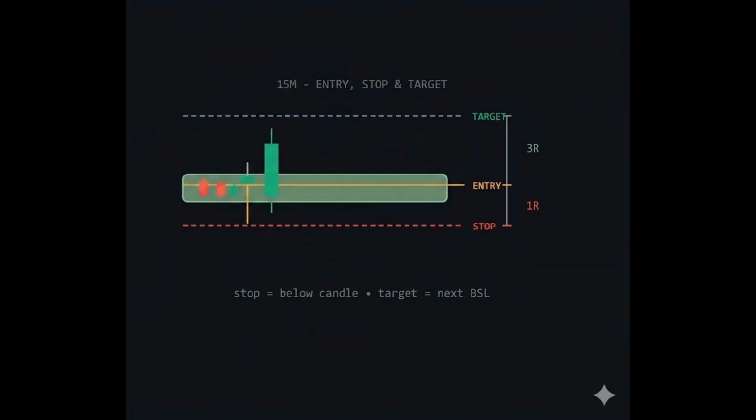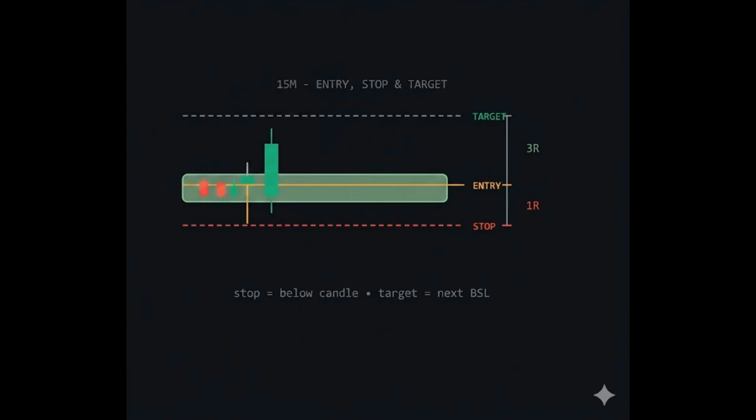Step 7. Entry, stop, and target. Entry is placed at the close of the confirmation candle, or on the retest of the confirmation candle's high for more conservative traders. Stop loss goes below the confirmation candle's low, not below the OB zone, not below the swing low, not below some arbitrary round number, below the candle.